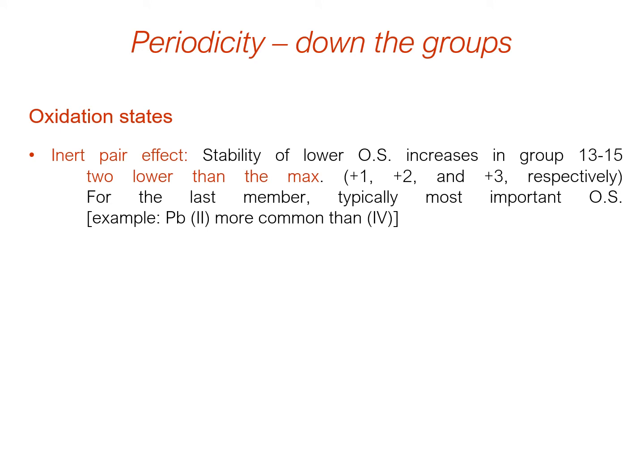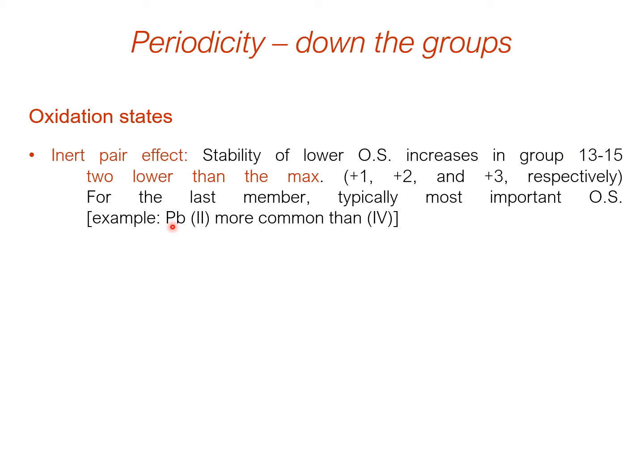And now let's have a look at how the oxidation states change as we go down the group. This is one of the most important things we'll look at, so I'll summarise it in the summary lecture as well. And it's where the inert pair effect comes in. What this is, is that the stability of a lower oxidation state increases as we go down a group, and it's a lower oxidation state that's 2 lower than the max. This only holds for groups 13 to 15.